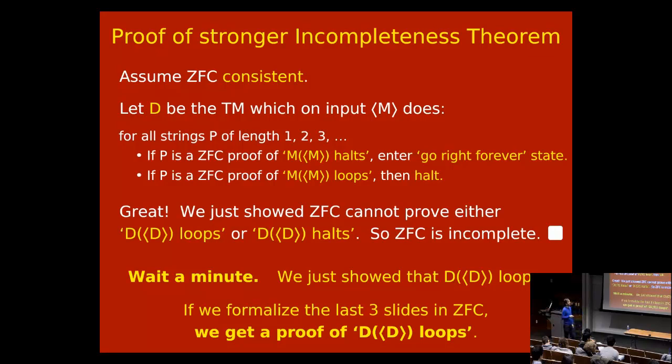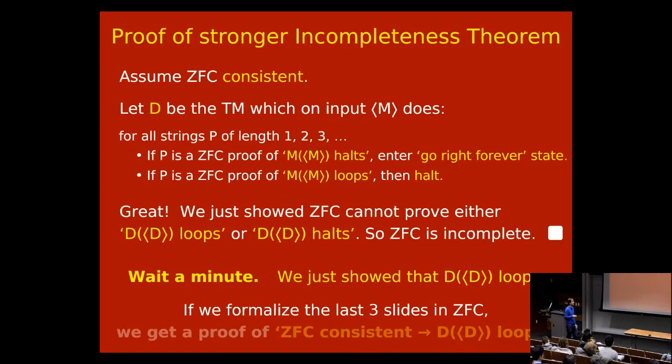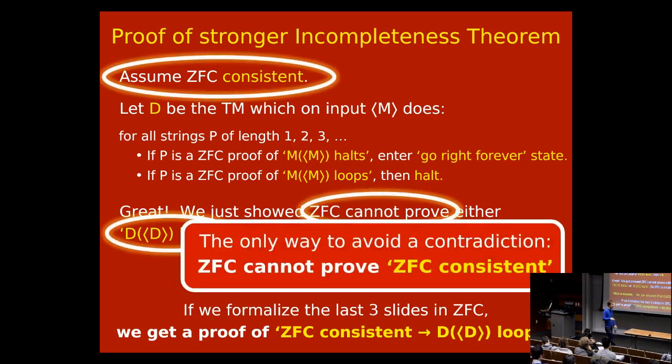Right, the conclusion was that assuming ZFC is consistent, you can't prove D of D loops or D of D halts. And under that assumption, we showed that D of D actually loops. And if you formalize these slides, you get that if ZFC is consistent, then D of D actually loops. So the only way you can avoid this contradiction is if ZFC cannot prove this statement A, that ZFC is consistent. Because if it could, then you would really get a contradiction. It could prove that ZFC is consistent. It can prove this statement. So it can prove the implication. So it could also prove the conclusion, that D of D loops. But this is what we showed is not possible.